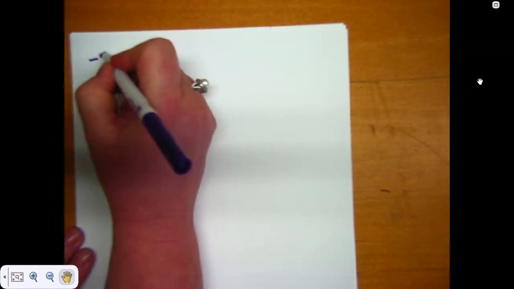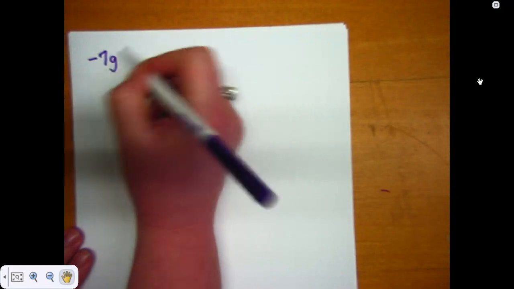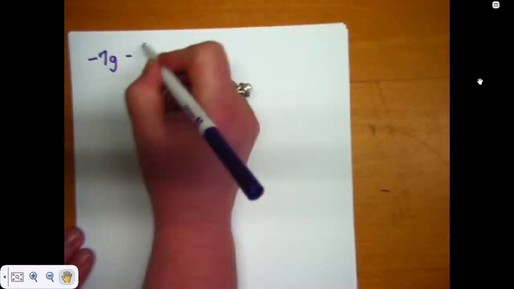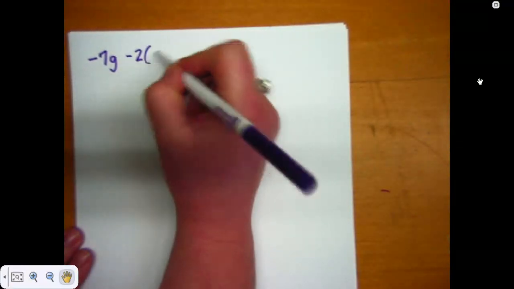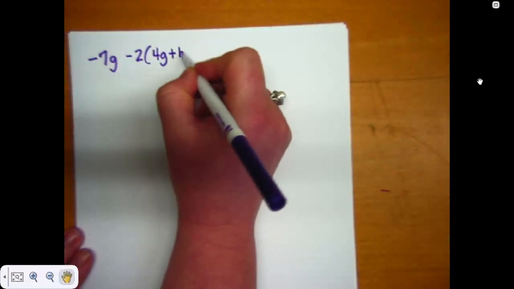So this time we could have negative 7g minus 2 times 4g plus h.